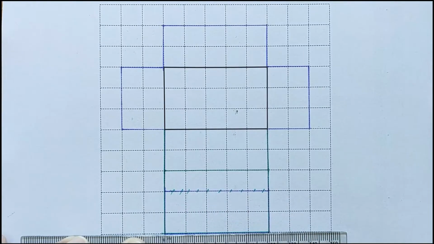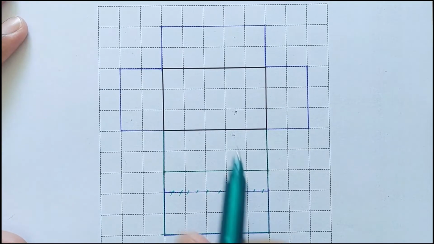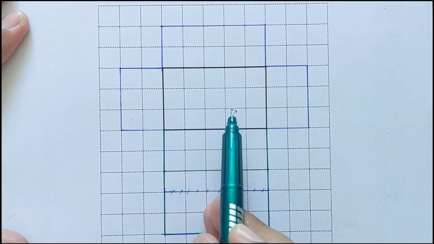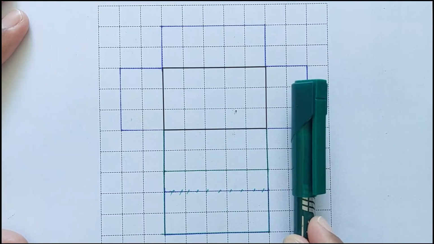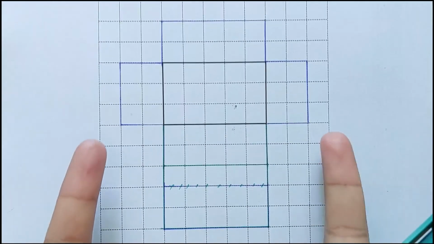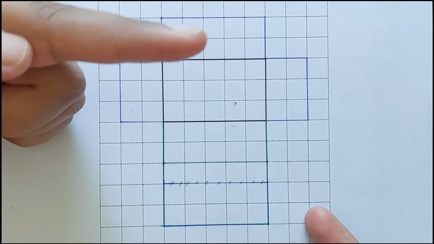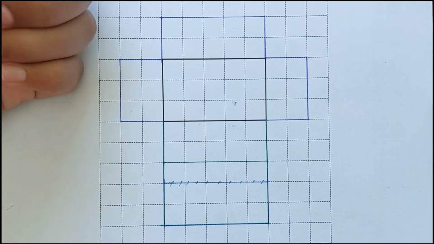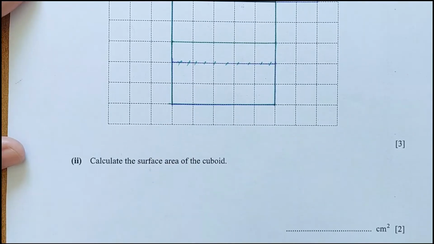Let me explain one more time. So the base is already done. When you close the net of the cuboid, you have the base. This is one side and this is the other one, right? You can close the two sides, and then one more side and the top one. So this is going to be the top face. I hope this makes sense now.